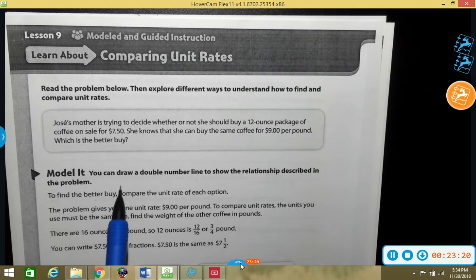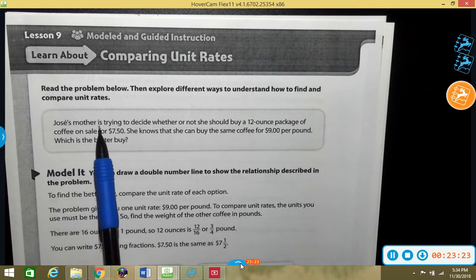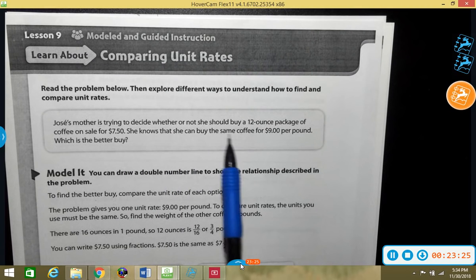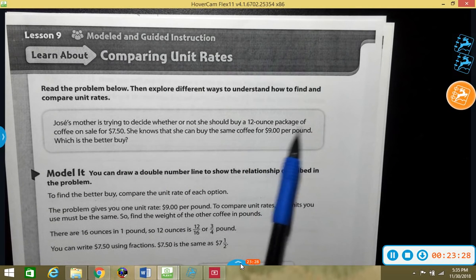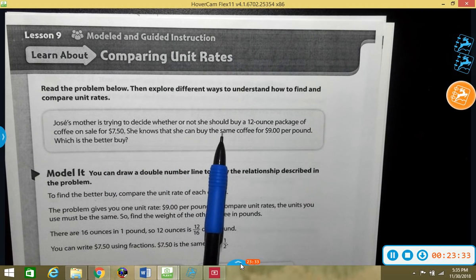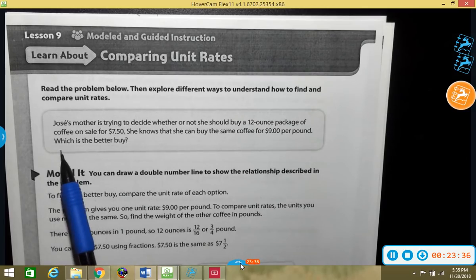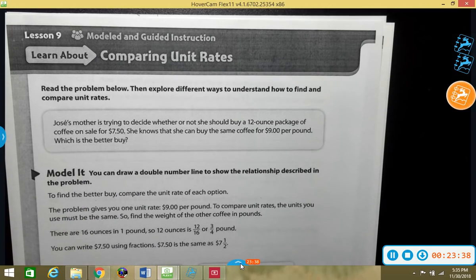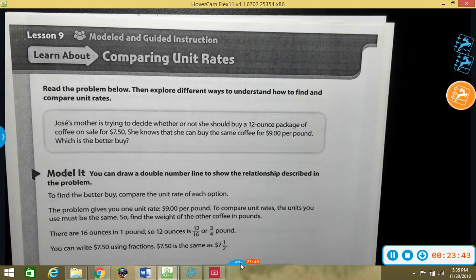Okay, so this is comparing unit rates still. It says Jose's mother is trying to decide whether or not she should buy a 12-ounce package of coffee on sale for $7.50. She knows that she can buy the same coffee for $9 per pound. Which is the better buy? So again, this is a real-world application. Whenever people go grocery shopping, they try to find, okay, well, which brand of green beans or which brand of coffee in this case will give me more for my money, so it costs less per pound or per ounce, whatever unit they're using.